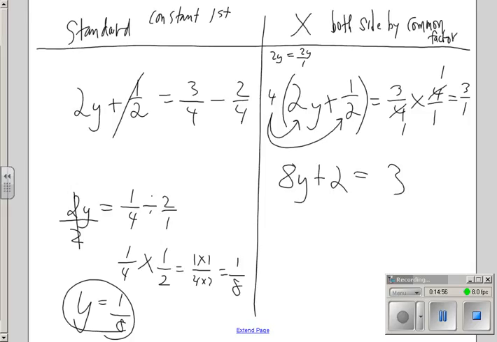So I've created this equation that does not have any fractions in it, which is lovely. I subtract 2 from both sides. I get 8y equals 1. Divide both sides by my coefficient, and I get y equals the same answer that I got over here, 1/8.